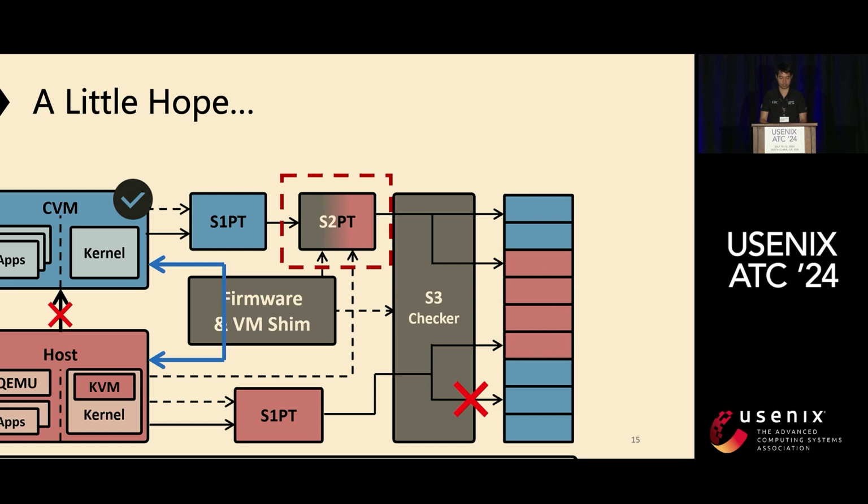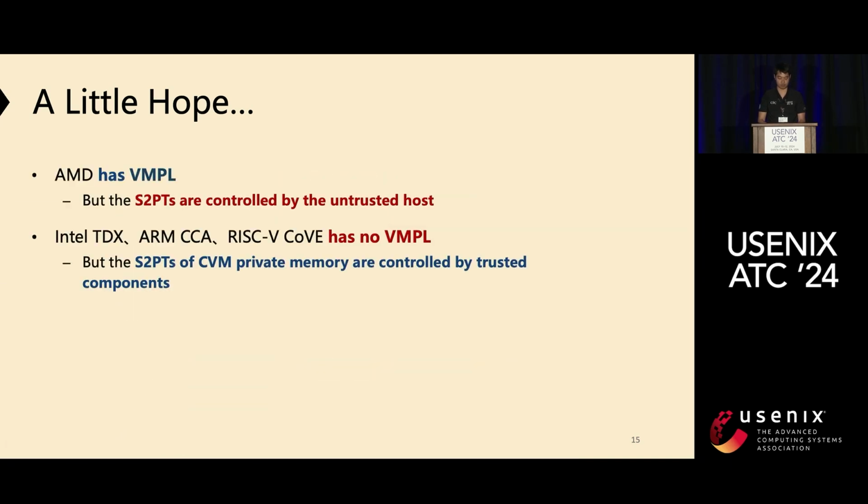This is because the S2PTs on AMD SEV-SNP are controlled by the red untrusted host, whereas the S2PTs for guest private memory on other CVM platforms are managed by black trusted firmware. Let's sort out the clues. The AMD SEV-SNP has a VMPL feature that allows for CVM internal isolation, but its S2PT is not trusted. Other CVM platforms do not have the VMPL feature, but the S2PTs for guest private memory are trusted. This difference gives CPC a chance to adapt to other CVM platforms.